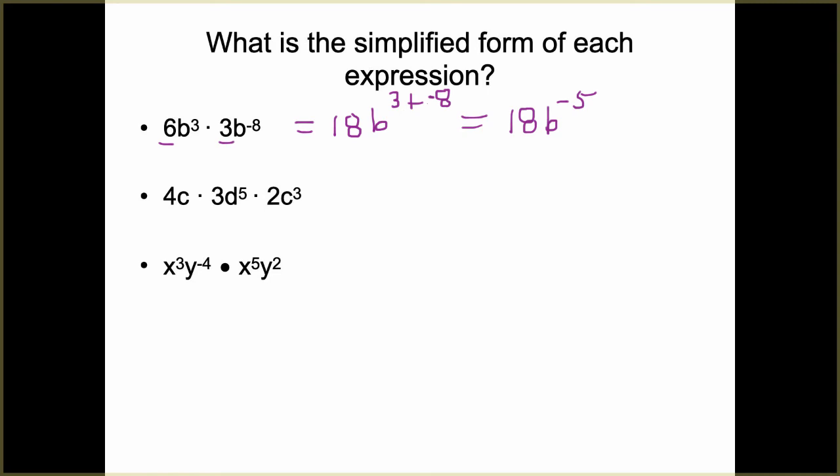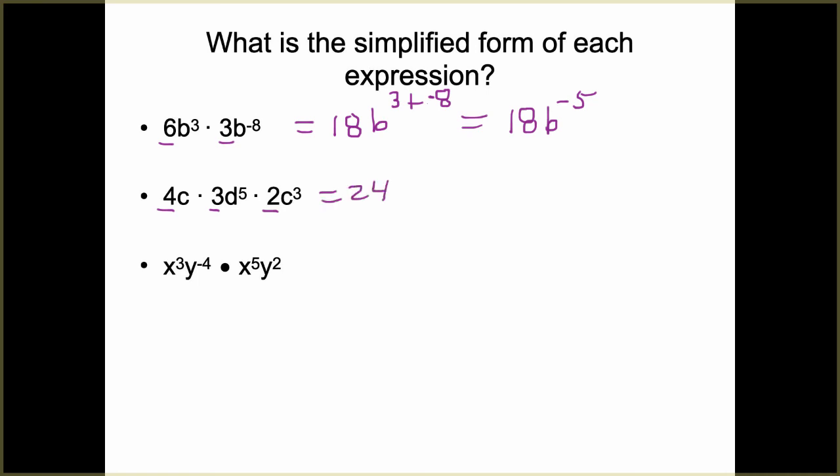For the next one, we have 4c times 3d to the fifth times 2c cubed. So we look first at the coefficients. We have coefficients of 4, 3, and 2, so we can multiply those together. We have 4 times 3 times 2, which is 24.